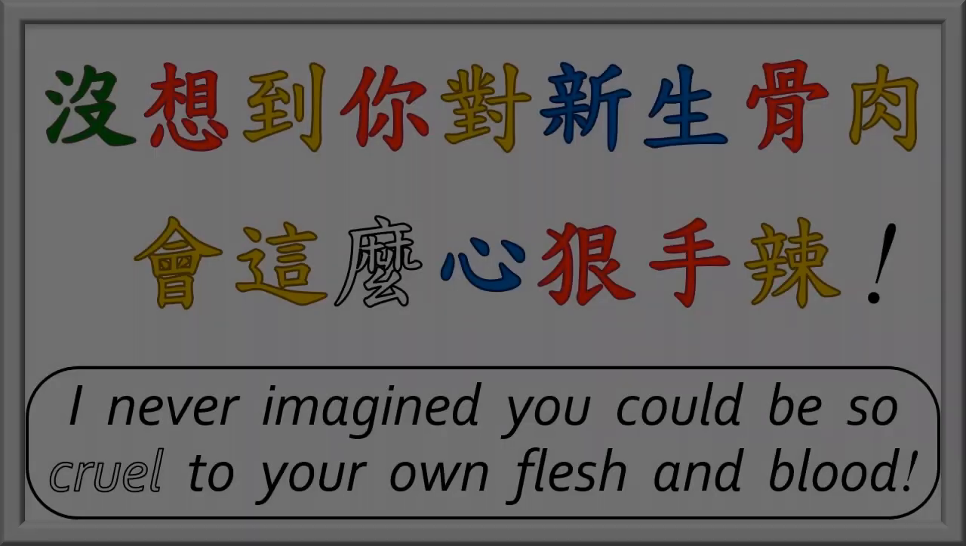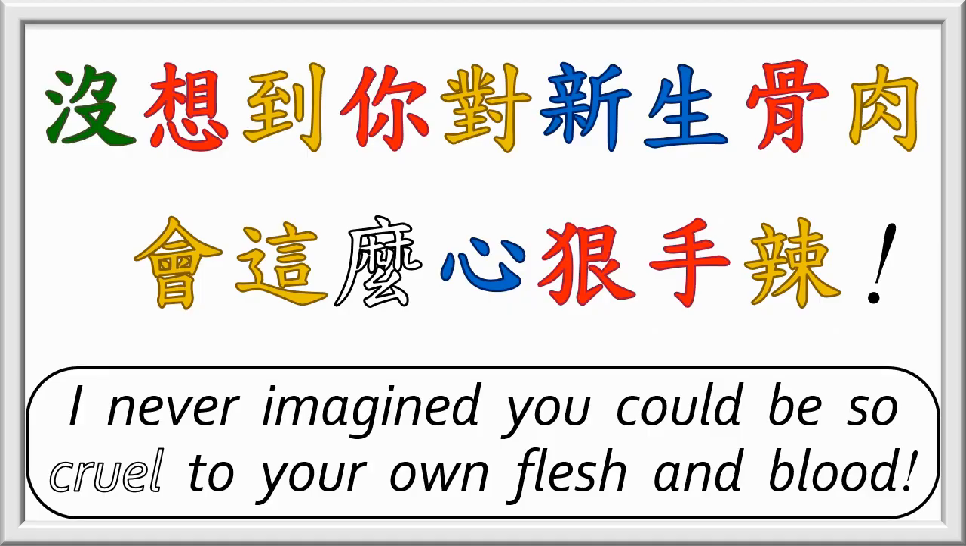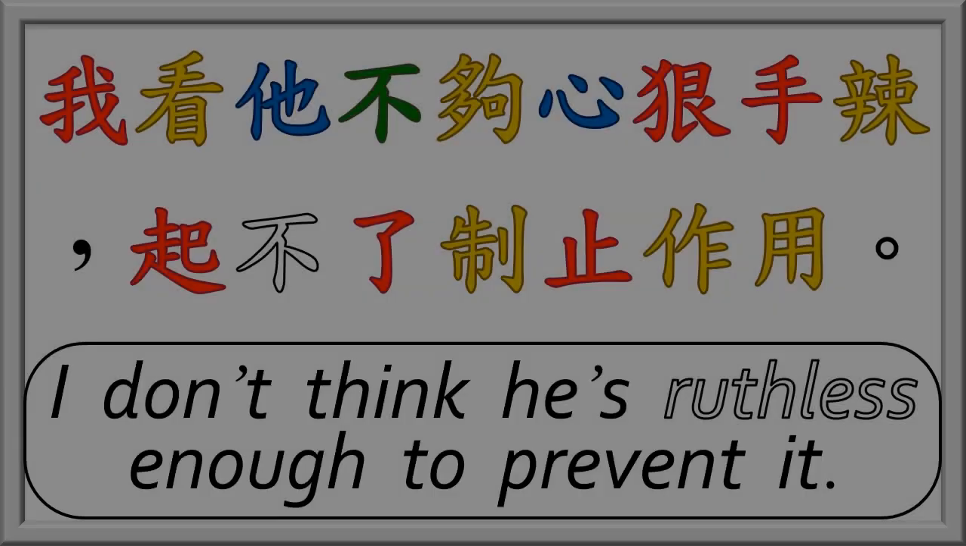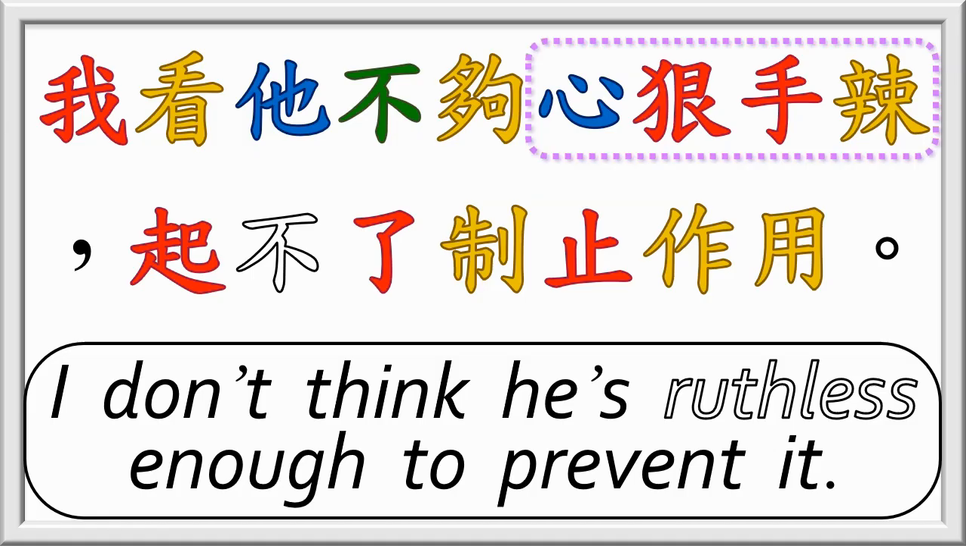The main reason I added 狠 in this lesson is because it enters into an idiom that includes 辣。心狠，手辣 meaning ruthless. 没想到你对亲生骨肉会这么心狠手辣。I never imagined you could be so cruel to your own flesh and blood. 我看他不够心狠手辣，起不了制止作用。I don't think he's ruthless enough to prevent it.